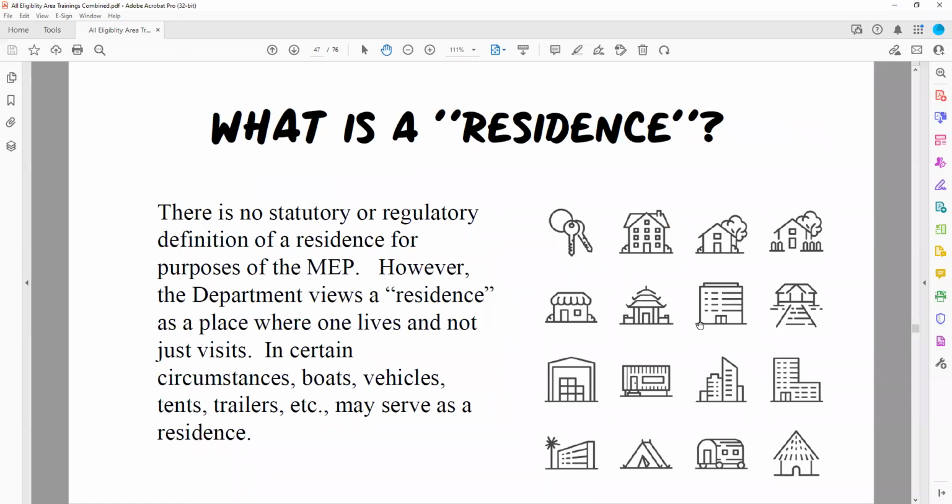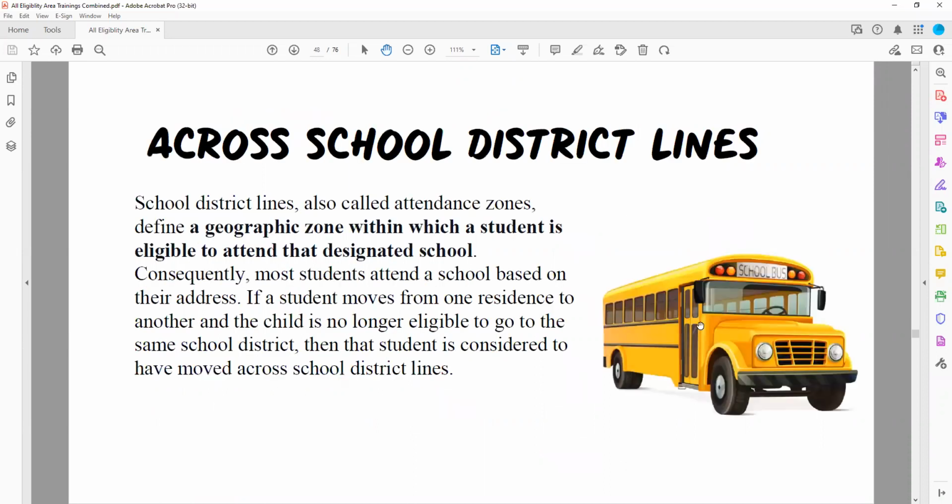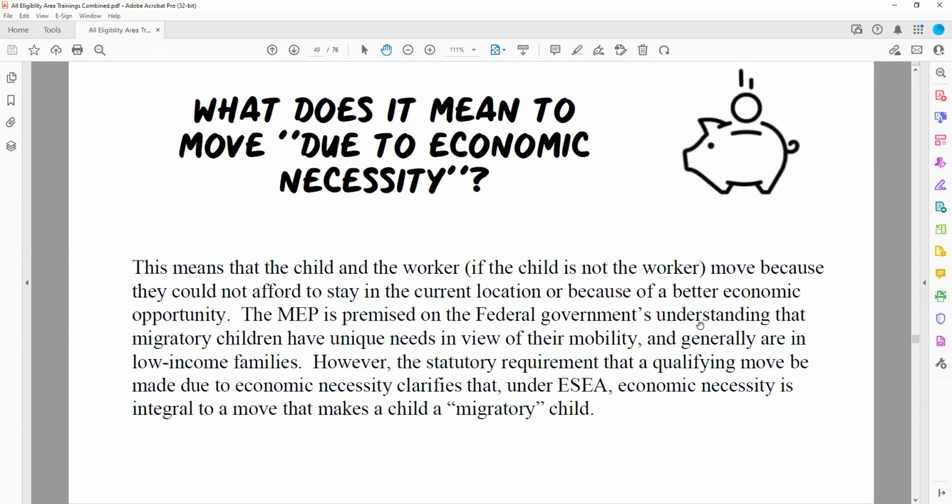What's a residence? Specifically in our regulations, it says it's where one lives and not just visits. In some circumstances, it's boats, vehicles, tents, trailers, anything, but they're considered to be not just visiting, but actually living there. So the move, remember, has to be across school district lines. We know the school districts have specific areas that are zoned for them. You have to move from one residence to another across school district lines.